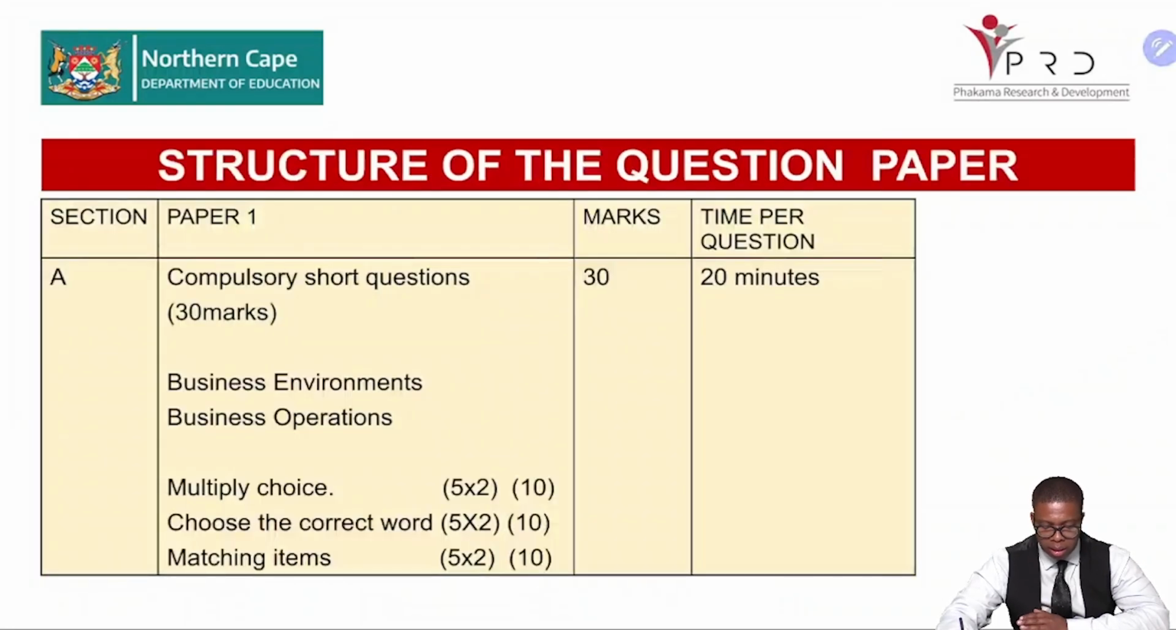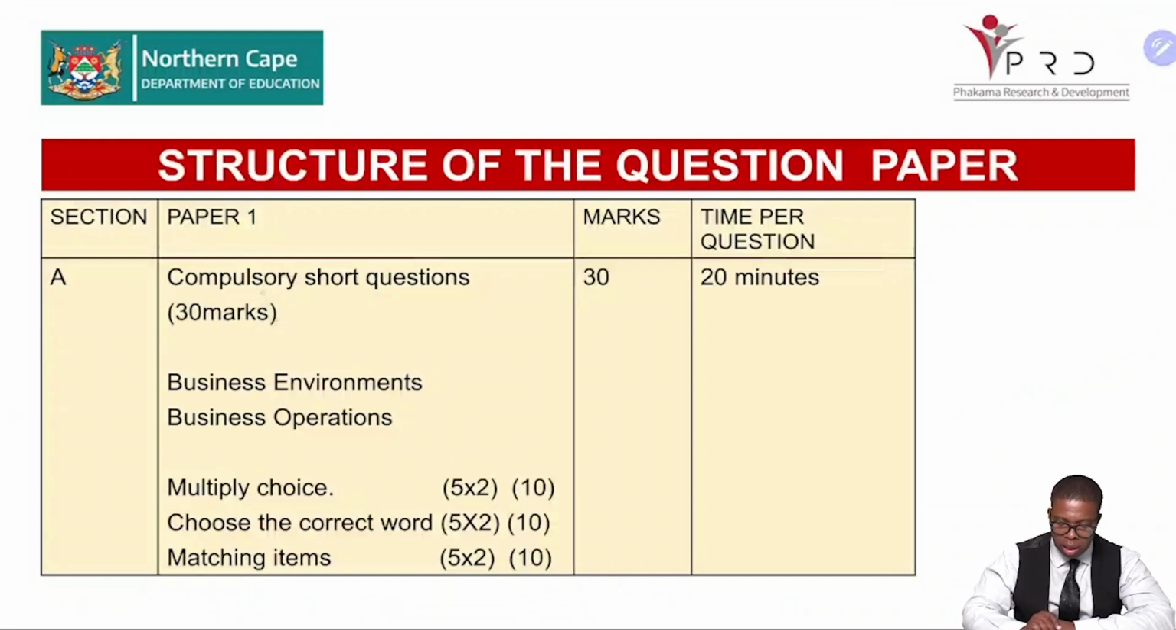Now as we proceed, structure of the paper: you have section A, section B, and section C. Your section A has only one question, which is compulsory. This is question 1, a compulsory short question allocated 30 marks, and it assesses both business environment and business operations, wherein 15 marks is allocated for business operations and 15 marks is also allocated for business environment.